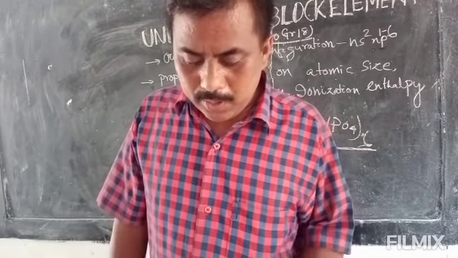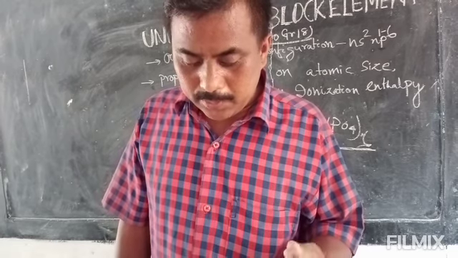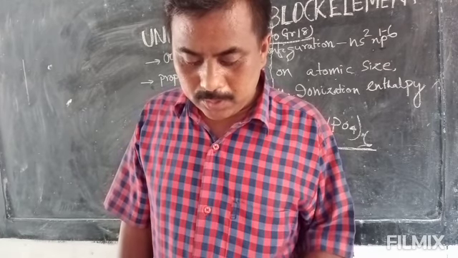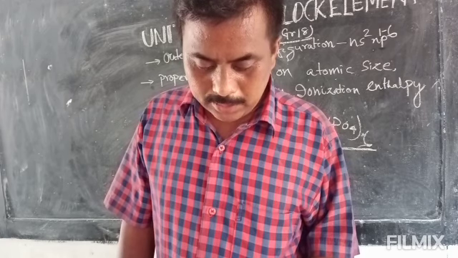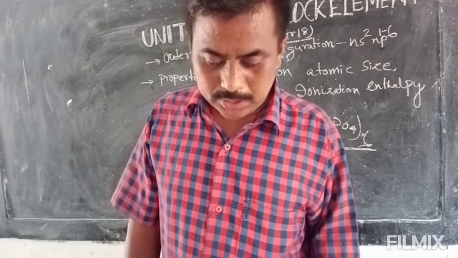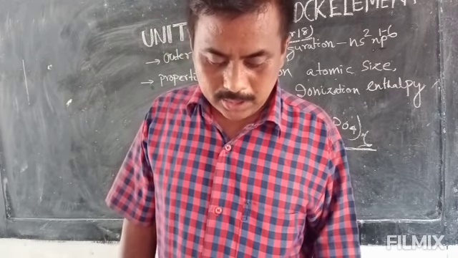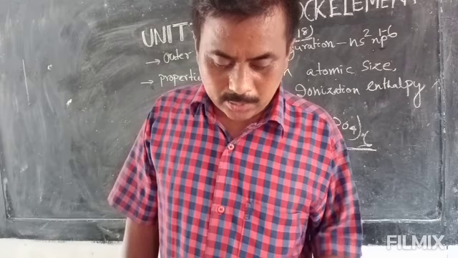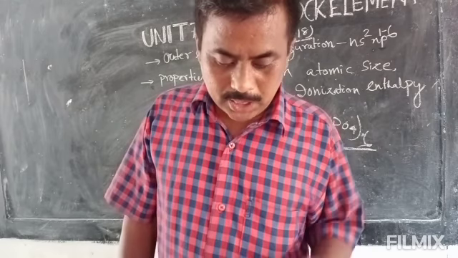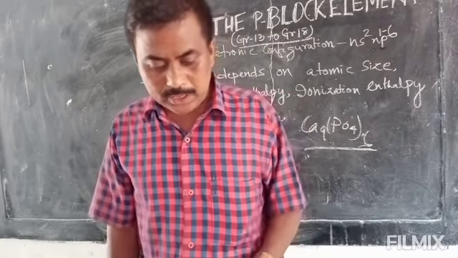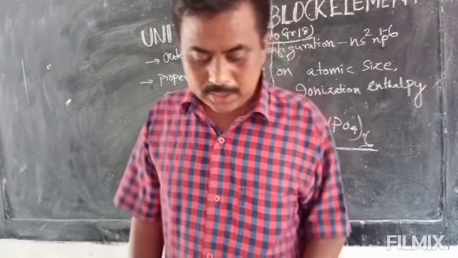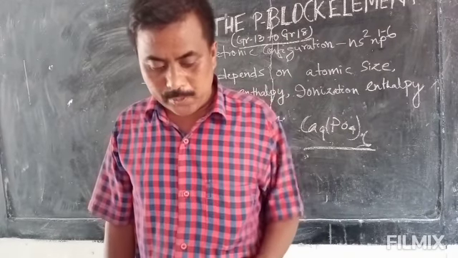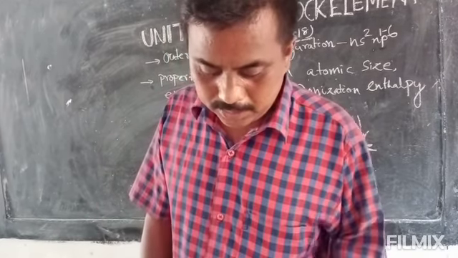Except moscovium, important atomic and physical properties of other elements of this group along with their electronic configurations are in the table 7.1, which we will not discuss. You can see the table, and from that you can get atomic number, atomic mass, electronic configuration, ionization enthalpy, then electronegativity, then covalent radius, ionic radius, melting point, boiling point, and density easily.